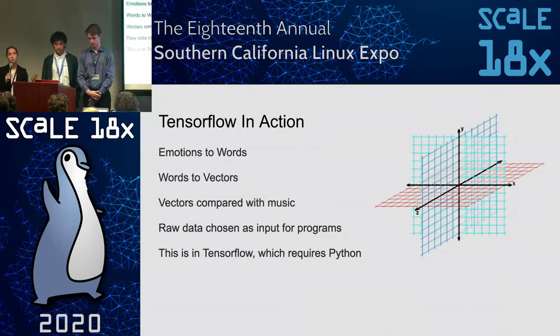They would be created into vectors, and those vectors would be compared to another group of vectors of music. And so if your certain emotion was at a certain point in the plane, it would be compared to the same musical point in another plane, and that would be the sound that you would use. That would be the raw data that was chosen as your input to run through the system.